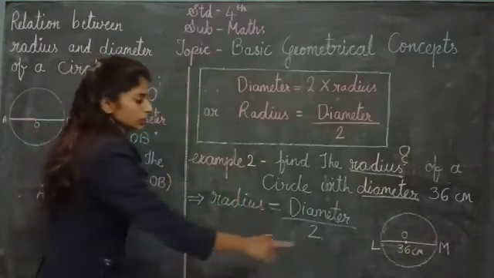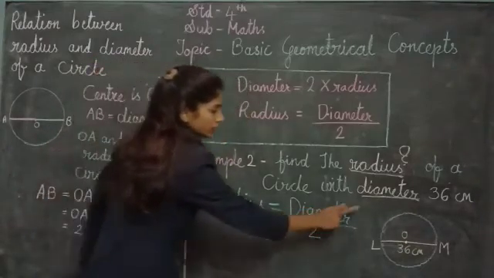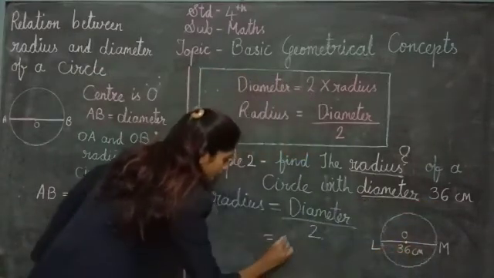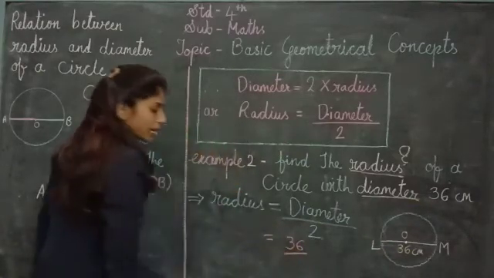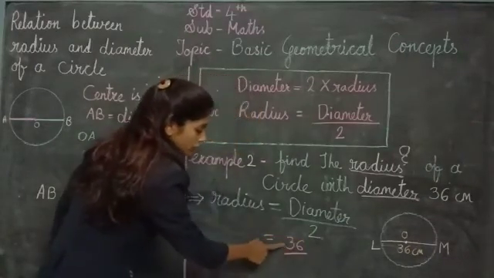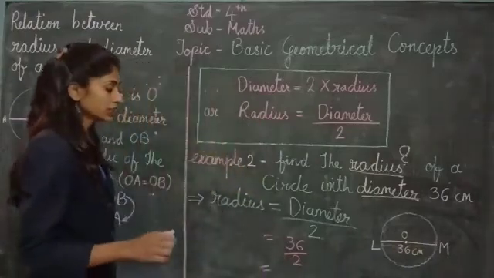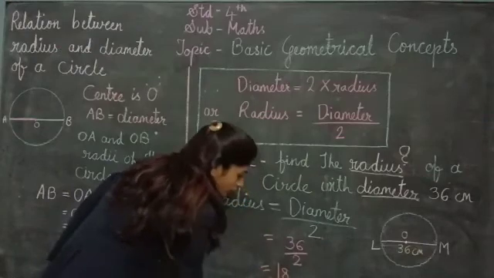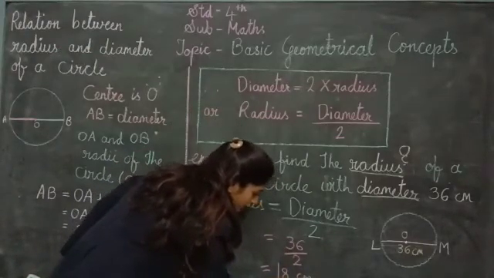Now put the given things in the formula. What is our diameter? Diameter is given as 36 cm, so I am going to write 36 here. Then again this line will come as it is. And which number is given below? The number given is 2. It means 36 divided by 2. When you divide 36 by 2, the answer will come 18, because 18 twos are 36. So our final answer is 18 cm.